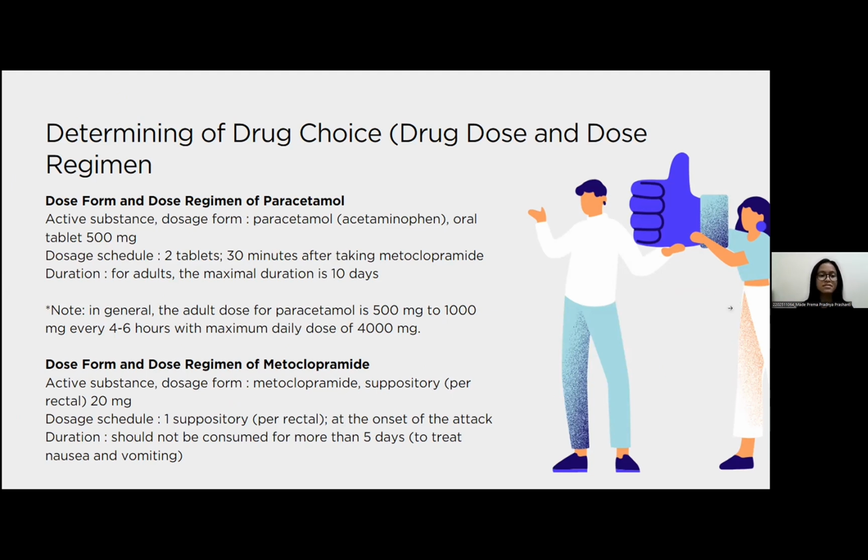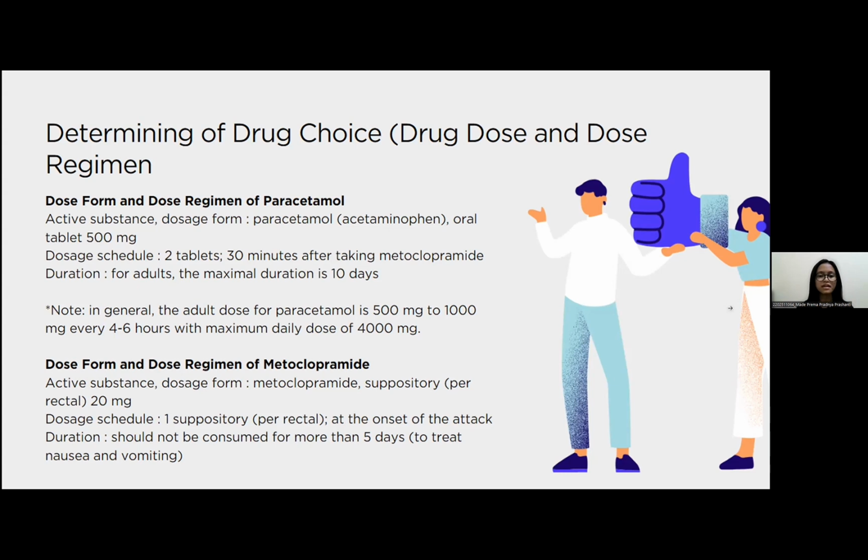With the duration for adults, the maximal duration is 10 days. There is a note: in general, the adult dose for paracetamol is 500 milligram to 1,000 milligram every 4 to 6 hours with a maximum daily dose of 4,000 milligram. The second is the dose form and dose regimen of metoclopramide. Dose form: metoclopramide suppository or rectal 20 milligram, with a dosage schedule of 1 suppository per rectal at the onset of the attack. The duration should not be more than 5 days to treat nausea and vomiting.